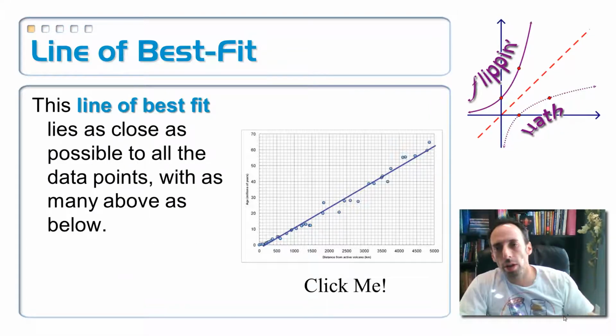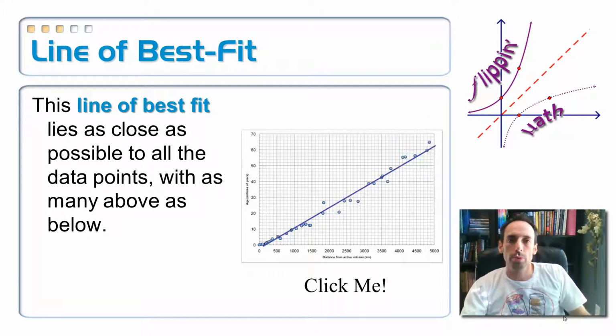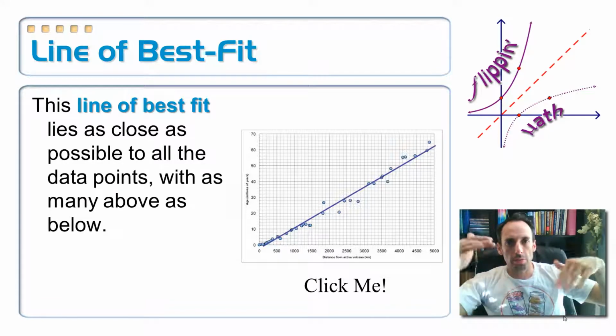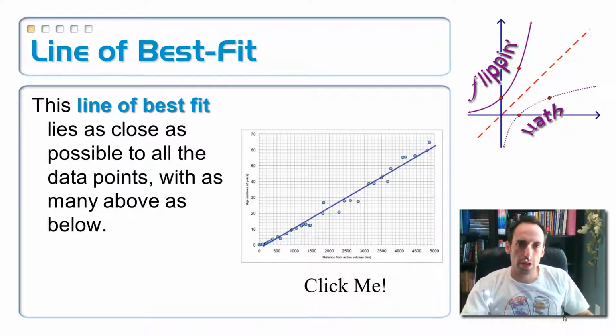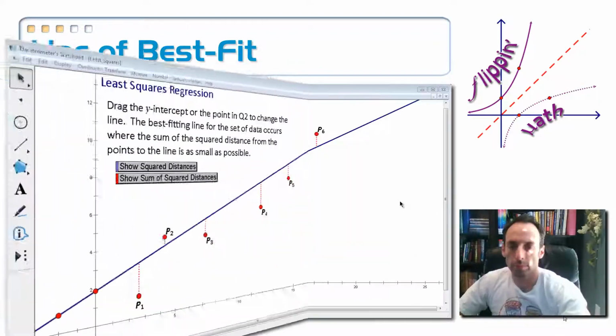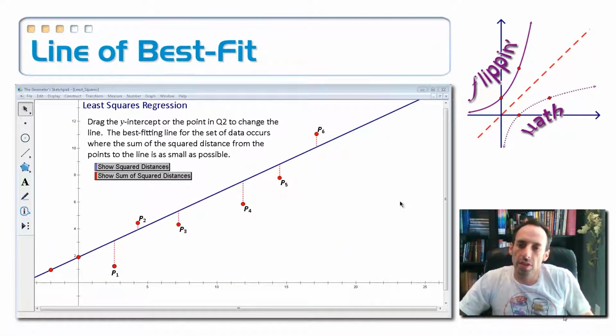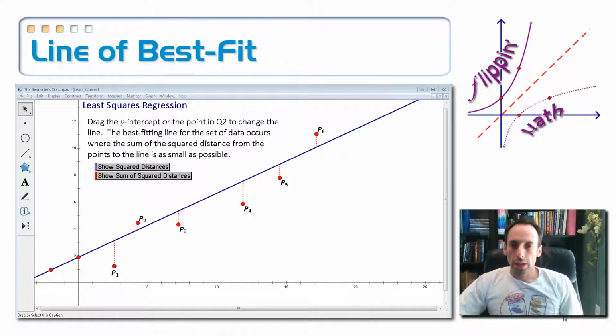Okay, again, that's called the line of best fit, and it's as close to the points as possible with as many above as below. So let's take a second to see what this looks like as a least squares regression line on Geometry Sketchpad. Okay, so in this Sketchpad demo, what I have is a set of data, and the data consists of point 1, 2, 3, 4, 5, and 6. Okay, and this purple line here is the least squares regression line.